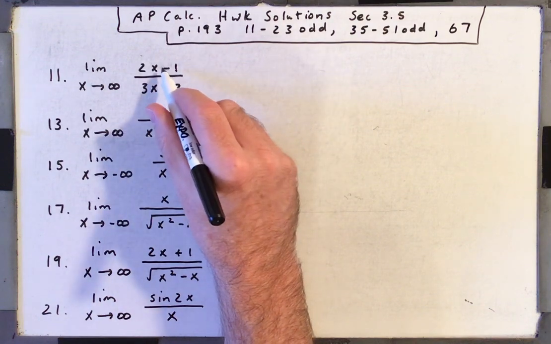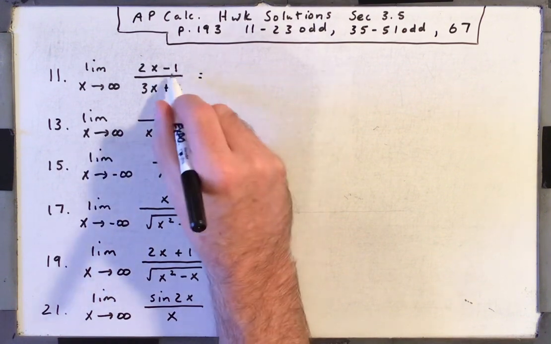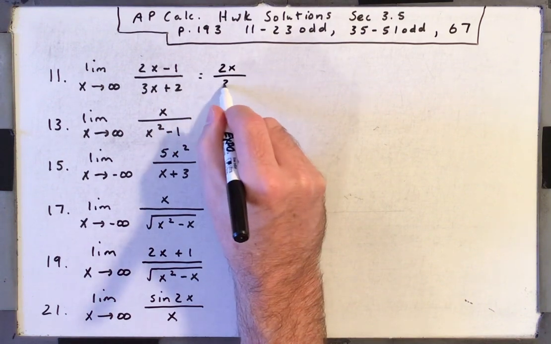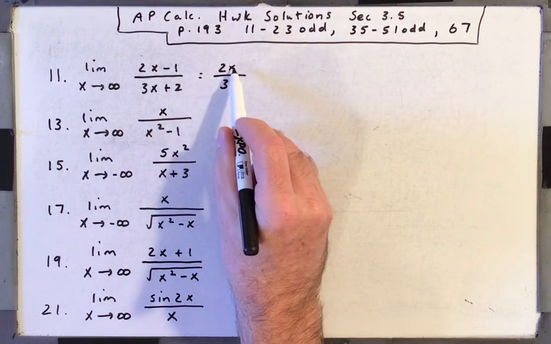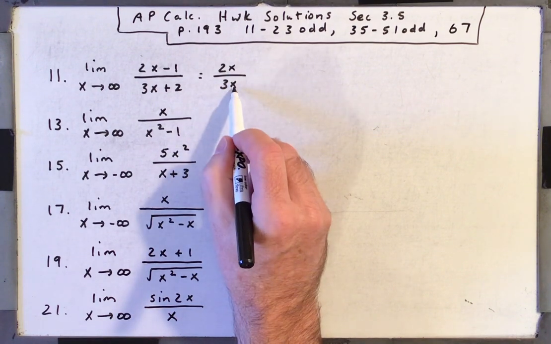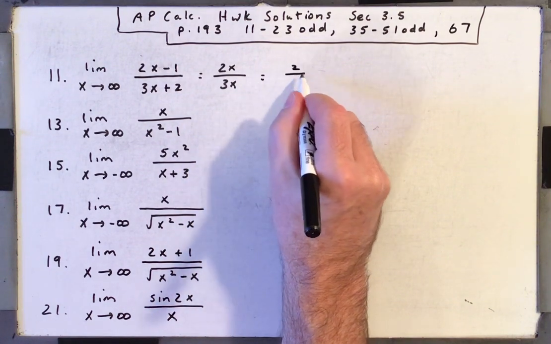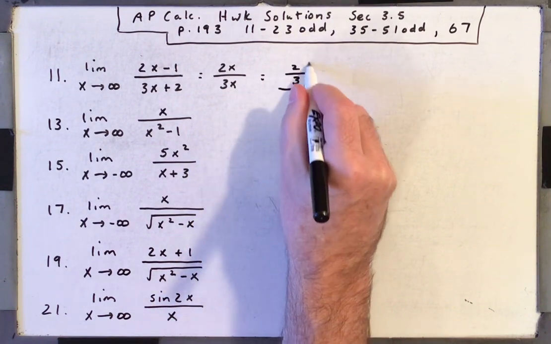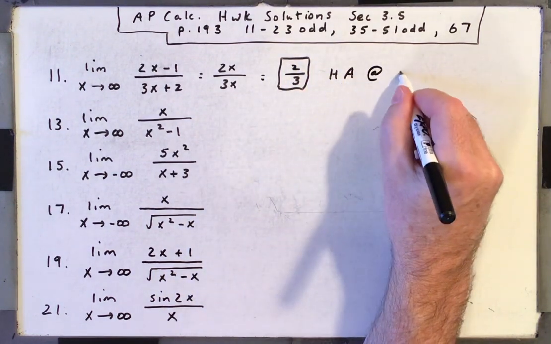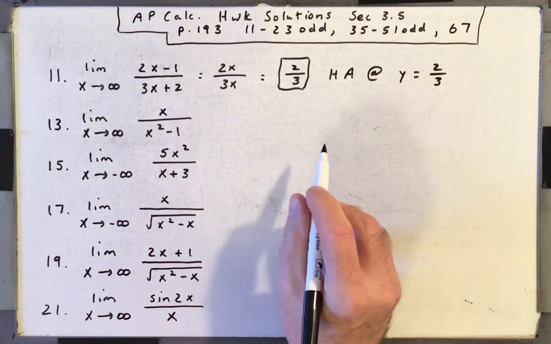So we're just worried here about the highest power. Really all we care about, we don't care about the 1 or the 2. It's really just 2x over 3x, and the x's will cancel. Remember, when there's a tie on the highest powers, you use the coefficients. So the answer to this question is 2/3. So we have a horizontal asymptote at y equals 2/3 on this graph.